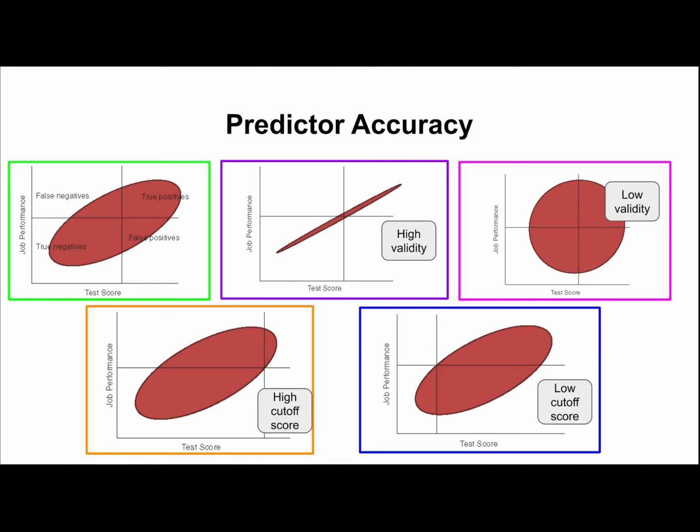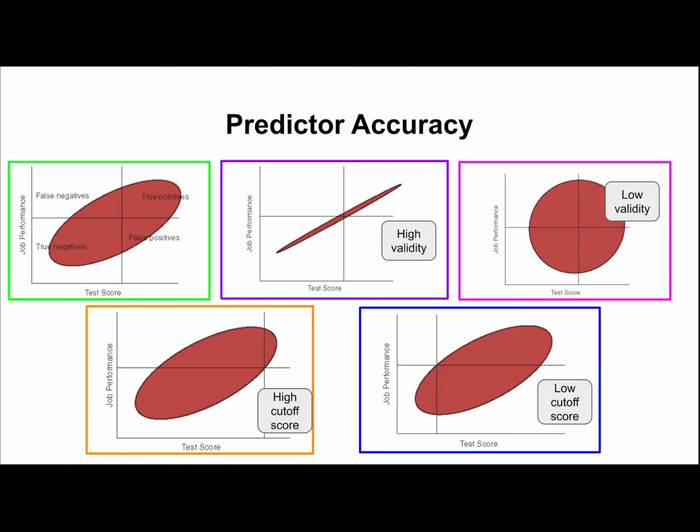You're going to have a lot of false negatives, people who got B pluses and really would have been great at the job. Moving on to the blue box, they've moved the cutoff score down very low. Now we have lots of false positives. Now you only need a D to get the job. So you have lots of people who are getting the job and really aren't capable of it. So moving that cutoff score can result in more false negatives or more false positives. And depending on what kind of job you're hiring for, you may choose to move that cutoff score accordingly.